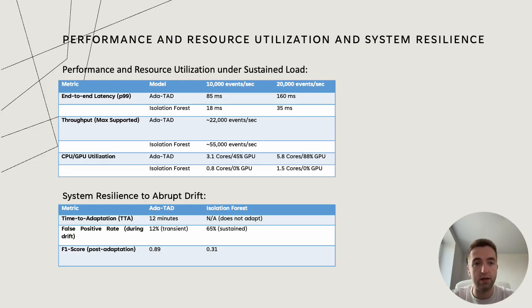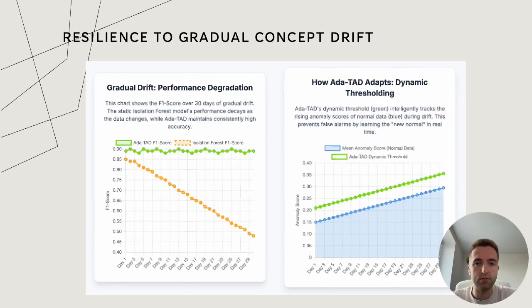On this slide, we can see the results for the scenario for performance and resource utilization at a sustained load, and for the next scenario, system resilience to abrupt drift. On this slide, we can see the results for the next scenario, resilience to gradual drift. Here we can see performance degradation metrics, and how the transformer-based autoencoder adapts the dynamic thresholding.